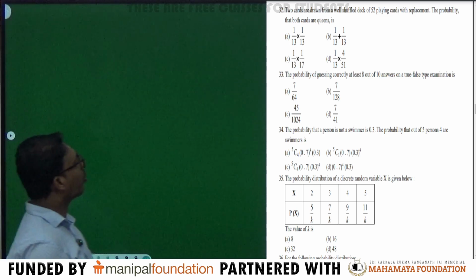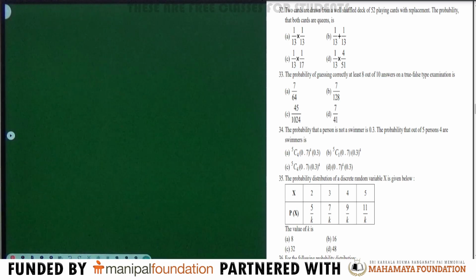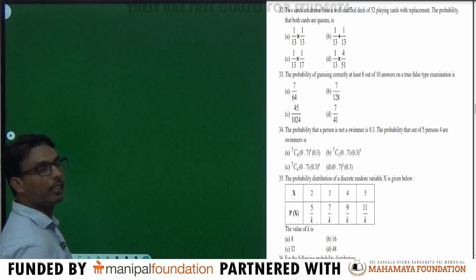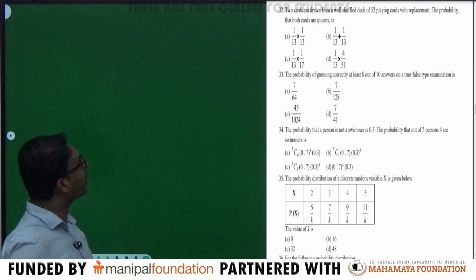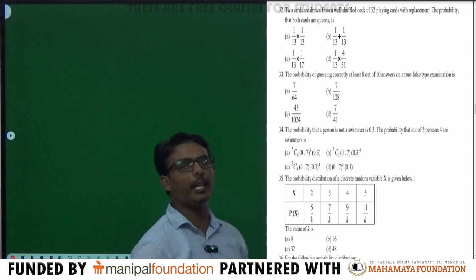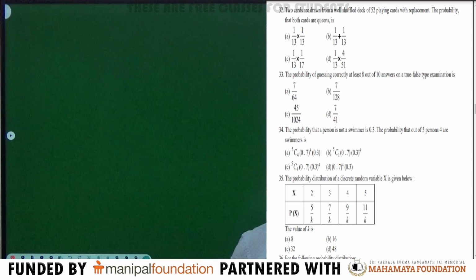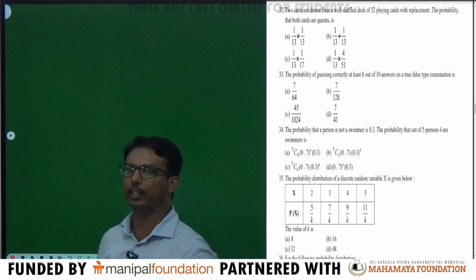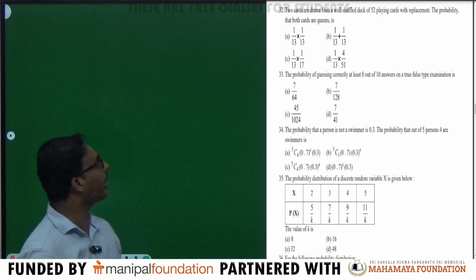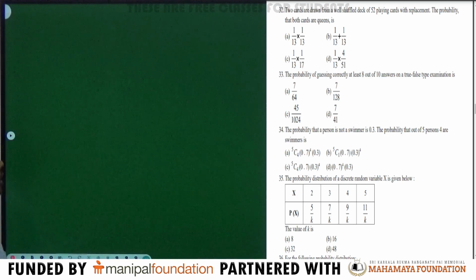Next, question number 32. Two cards are drawn from a well shuffled deck of 52 playing cards with replacement. The probability that both cards are queen is. So in this question we are taking two cards, one after another with replacement. With replacement means whenever you select one card, you place it back, so the total number of cards in the pack will still be the same. In that, what is the probability of taking 2 queen cards?